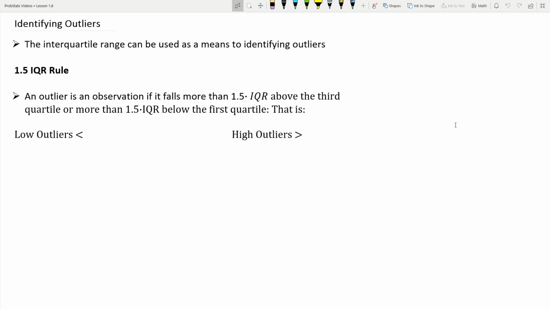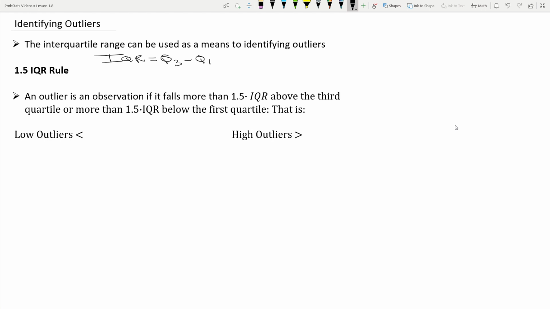So to identify outliers, we use the interquartile range. You may recall that the interquartile range is calculated by taking your third quartile minus your first quartile. So let's write that over here. It's your third quartile minus your first quartile. And it could be used as a means to identify these outliers. So using the 1.5 IQR rule, an outlier is an observation if it falls more than 1.5 times IQR above the third quartile or more than 1.5 IQR below the first quartile.